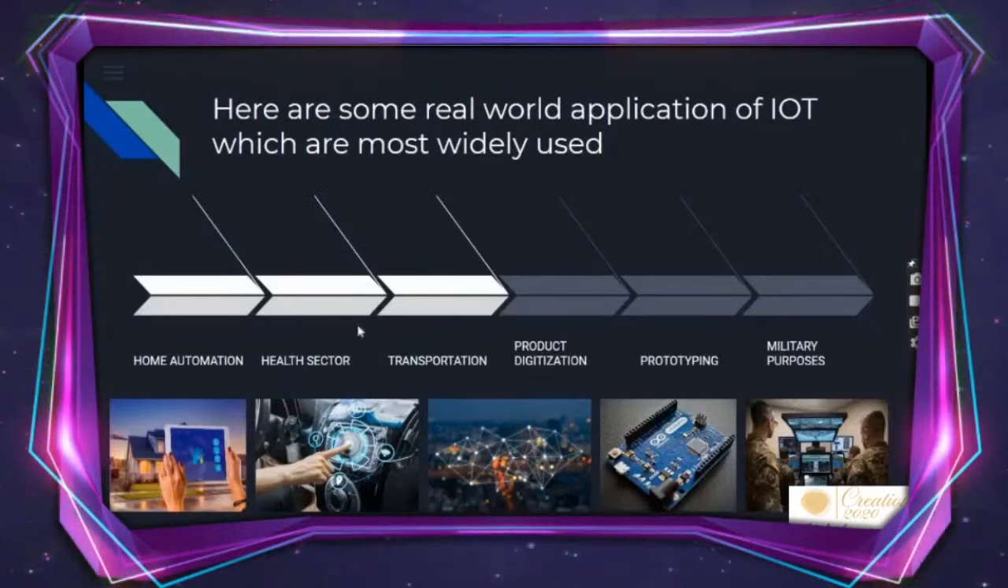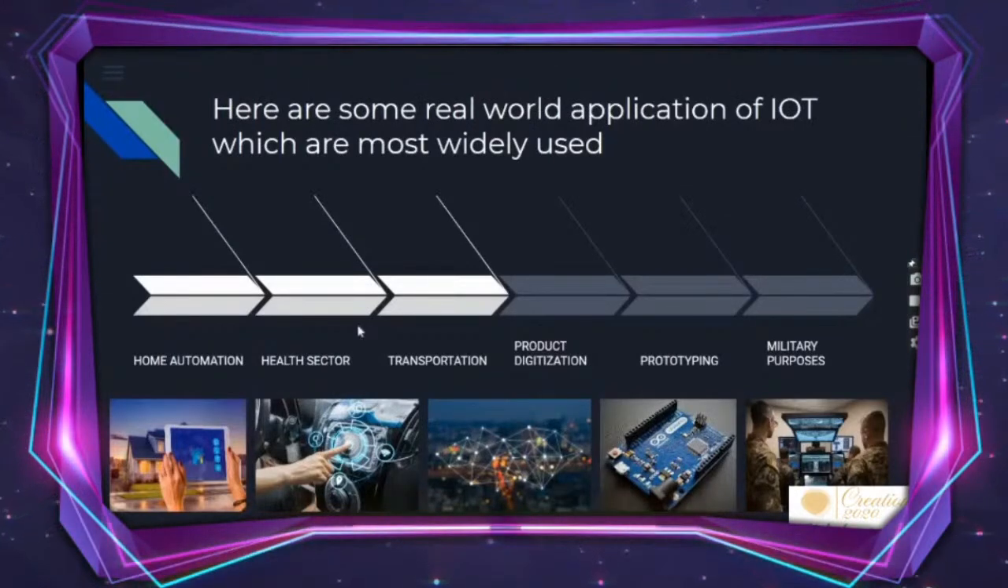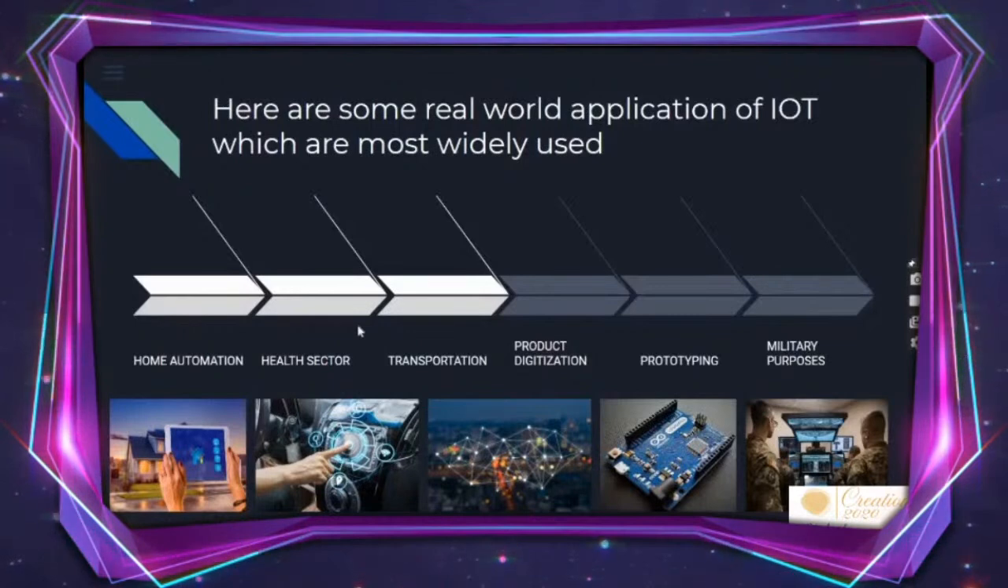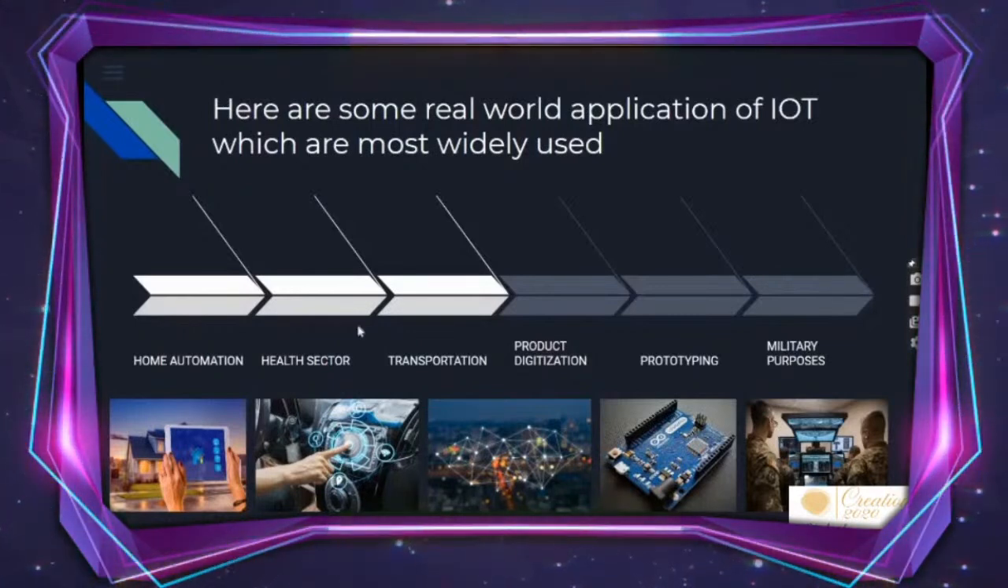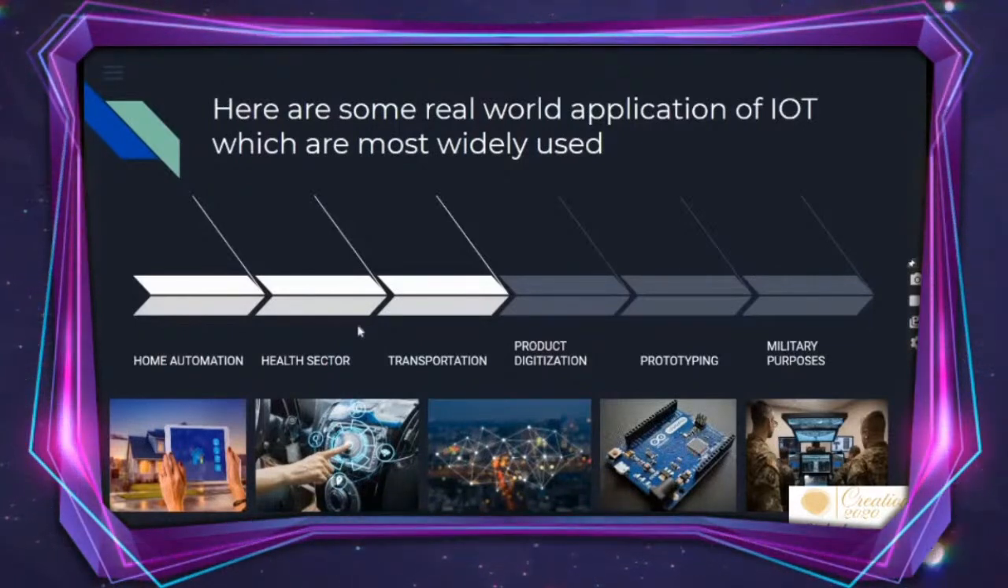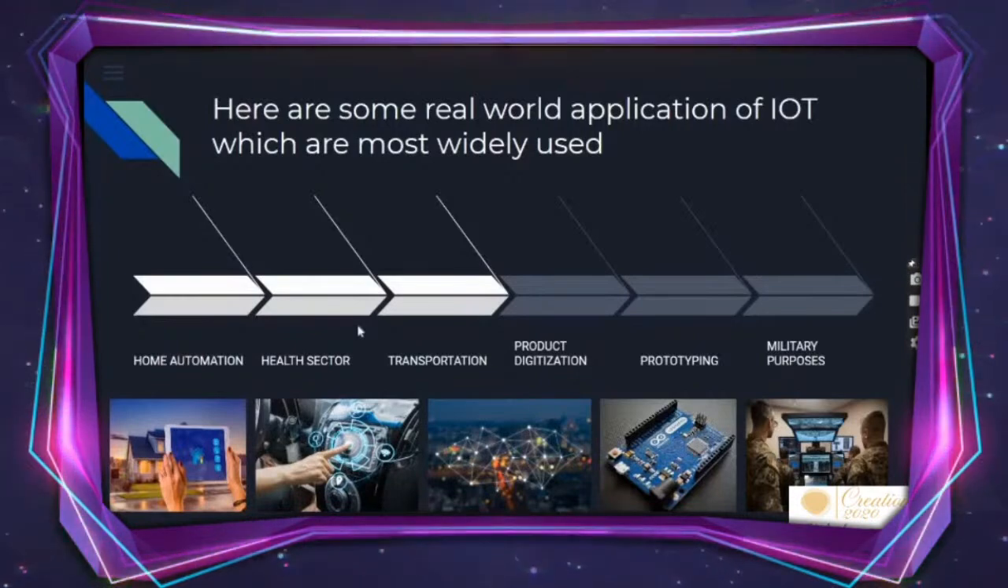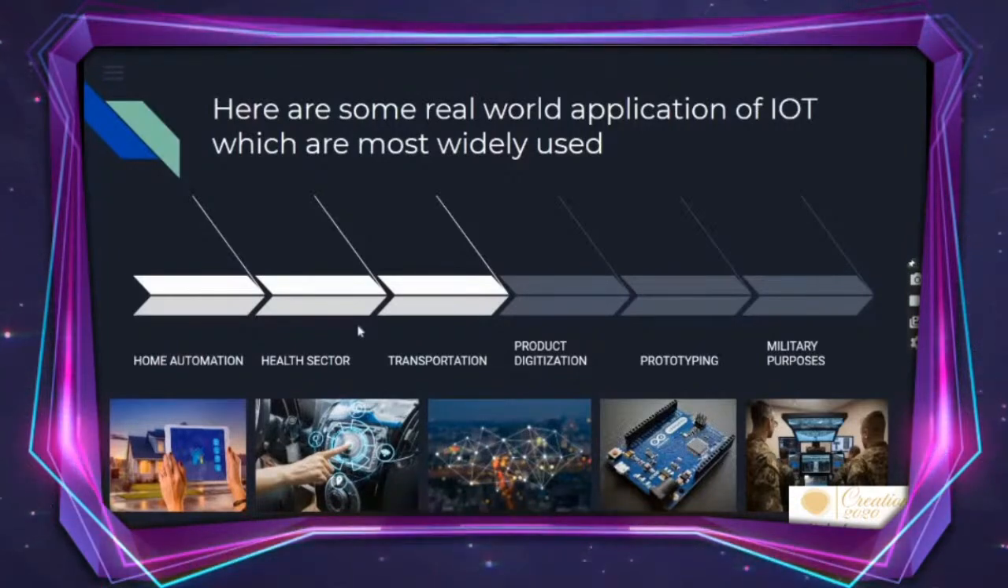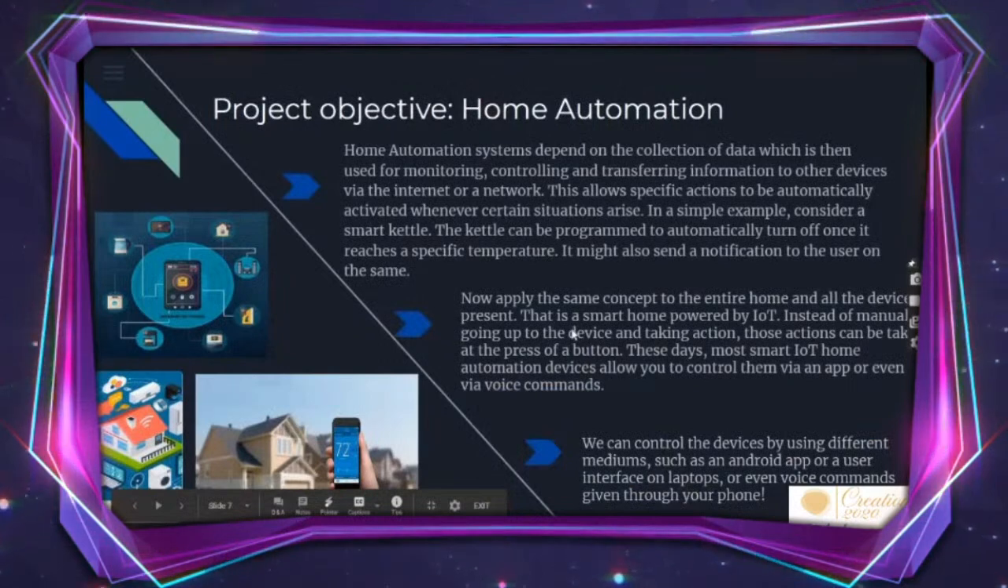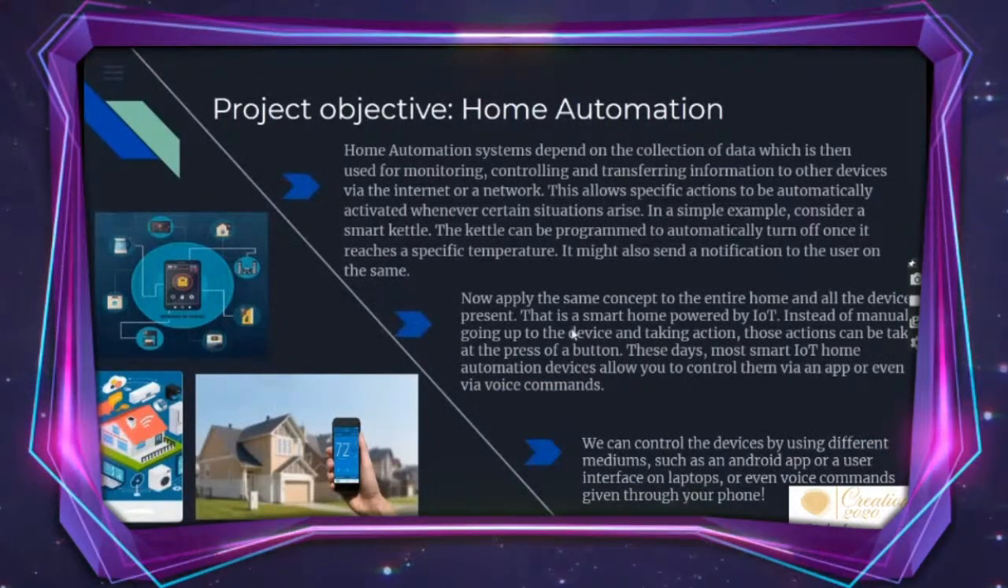So here are some real-world applications of Internet of Things devices which are being widely used. It is widely used in prototyping and military purposes, and the future lies in using it completely in transportation and the health sector. So moving on to the main objective of this presentation, home automation.